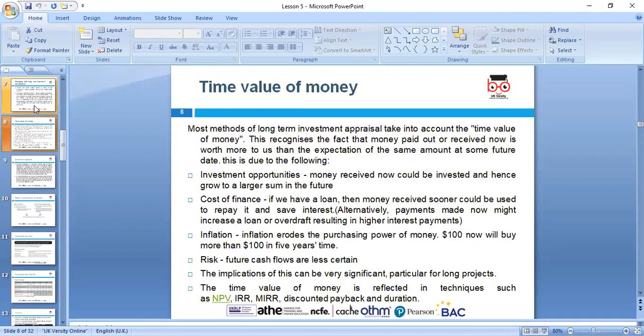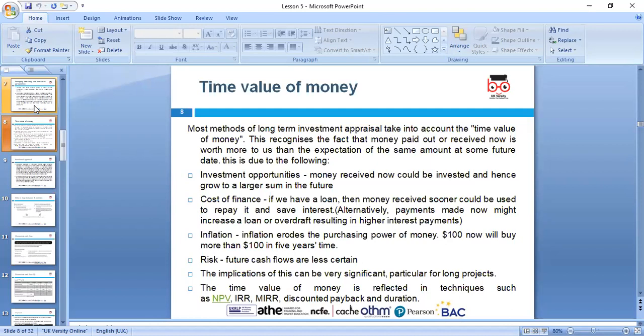So time value of money, like I said earlier, if you have £100 today and you get £100 in a few years' time, the £100 today is worth more, because the value of money depreciates with the passage of time. So you have to look at whether the return you have is more than that. Then cost of finance: if we loan money and the money is received sooner, you could use it to repay the interest, and the payments made might otherwise increase the loan or overdraft.